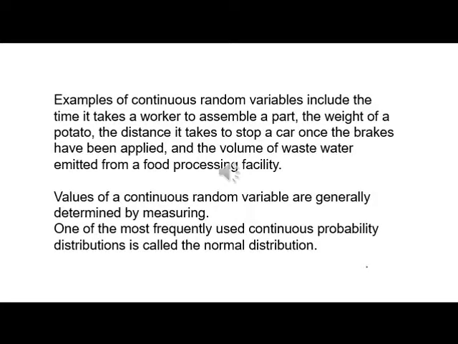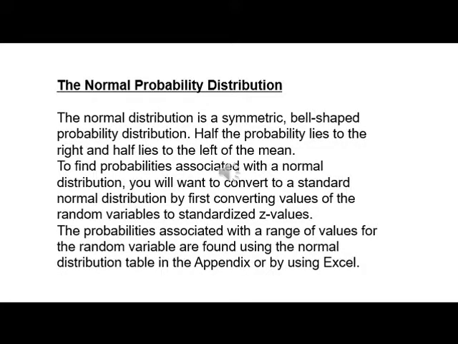One of the most frequently used continuous probability distributions is called the normal distribution. The normal probability distribution. The normal distribution is a symmetric, bell-shaped probability distribution. Half the probability lies to the right and half lies to the left of the mean.